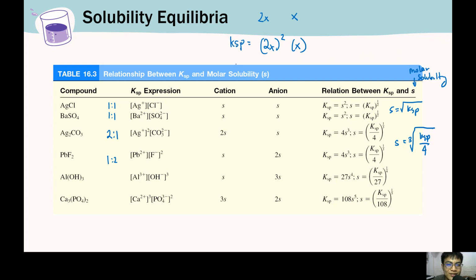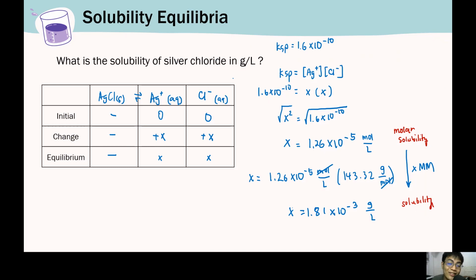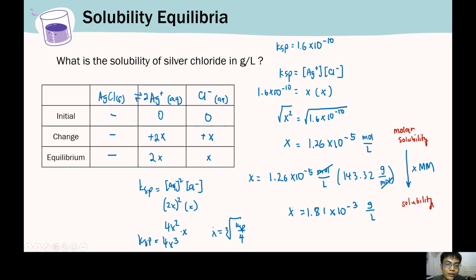Na-imagine nyo ba? So if hindi, ganito. Punta tayo dito. Kunwari, you have your 2 here, 2 to 1 yung ratio nila. So meaning this one will be 2x. And then when you write it in the KSP, that becomes Ag squared times Cl. The 2x dito, then magiging square, and then this one will be x. So this becomes 4x squared times x, so it becomes 4x cubed. If you rewrite this KSP as 4x cubed, to get the x, that's just the cube root of KSP divided by 4. So yun yung pinaka-point ko earlier.